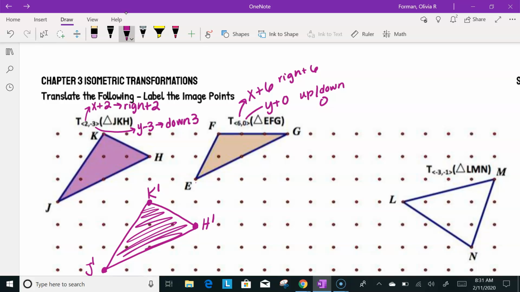So if I start with F, 1, 2, 3, 4, 5, 6. Here's where F prime ends up. G, 1, 2, 3, 4, 5, 6. There's G prime. E prime, 1, 2, 3, 4, 5, 6. E prime ends up right there.